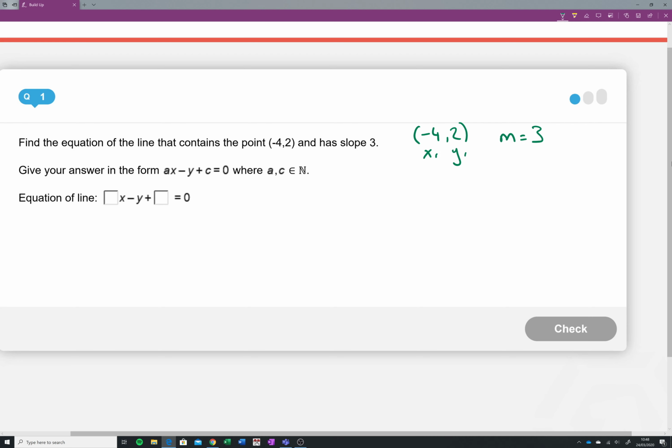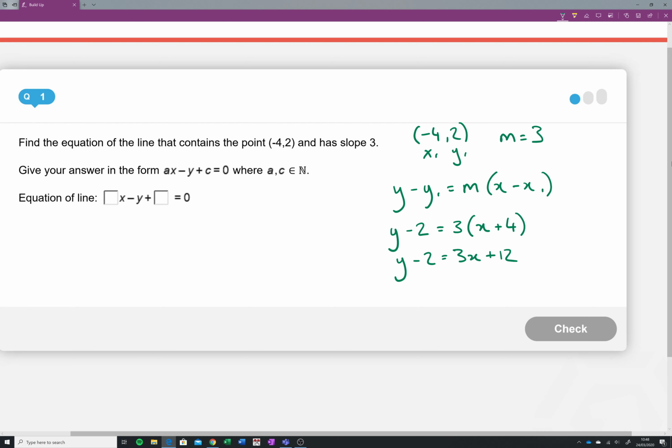And there's a formula that we've used, which is y minus y1 equals m times (x minus x1). There we go. Sub it in. y minus 2 is equal to m, which is 3, times (x plus 4), obviously minus minus 4 is plus 4. So we get y minus 2 is equal to 3x plus 12. Now they were quite specific. They said they wanted you to write it as ax minus y plus c equals 0.